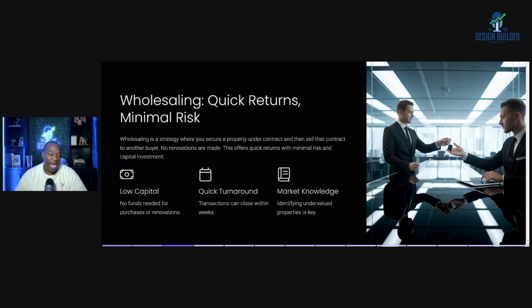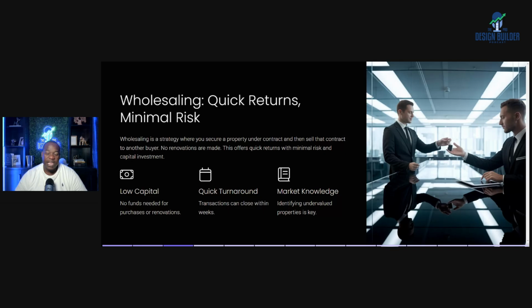So, like I said, low capital, no funds needed for purchases or renovation. You're flipping the paper on this, and you're not actually taking title of the property. Quick turnaround: transactions can close within weeks. You're getting a buyer to either replace you and you assign it, or flip the paper for that transaction fee. Market knowledge.